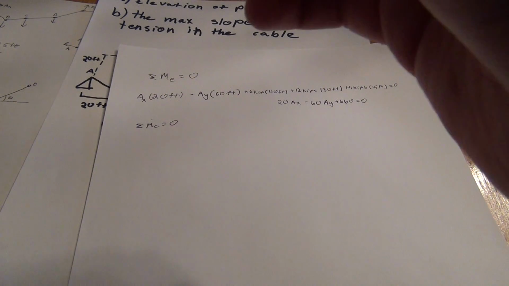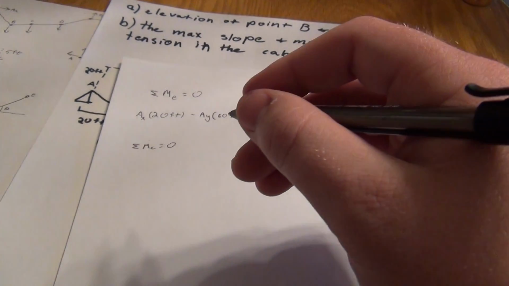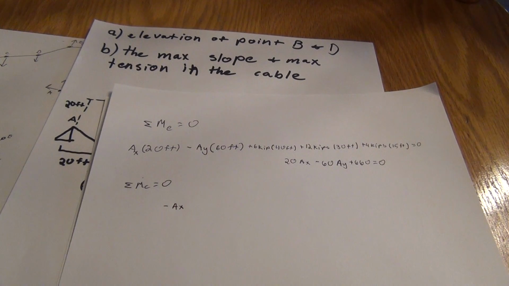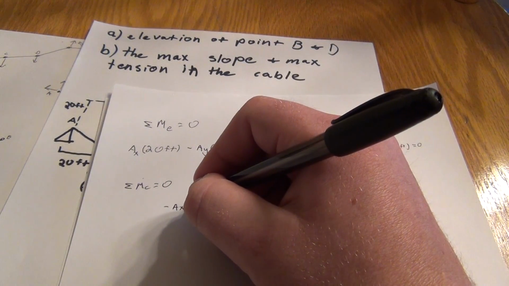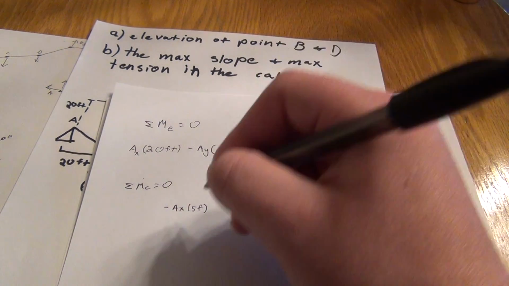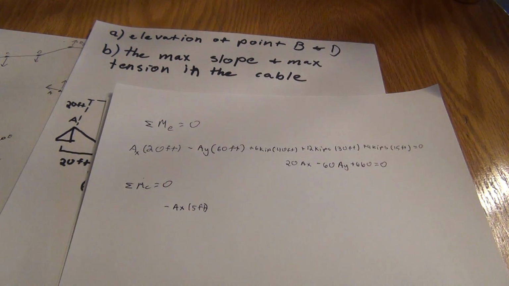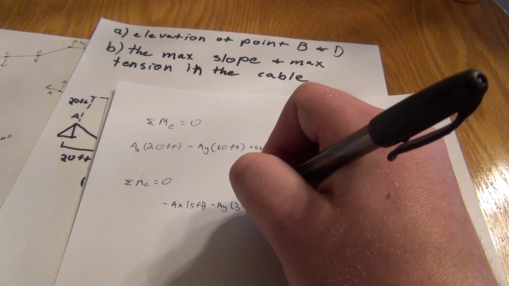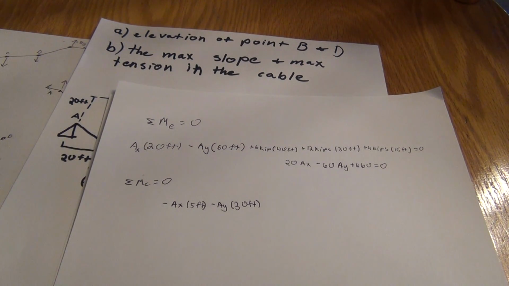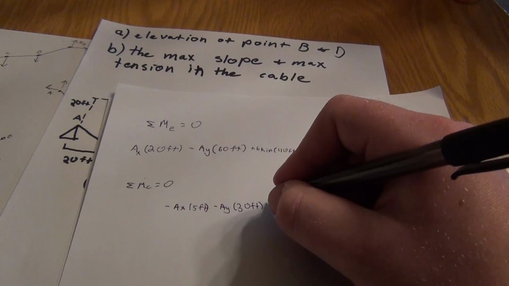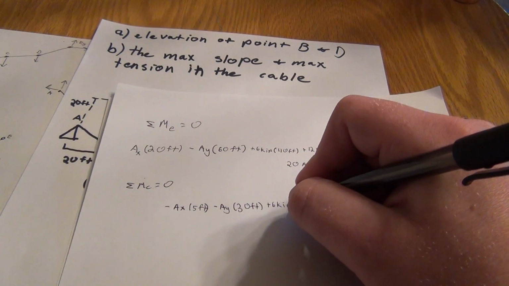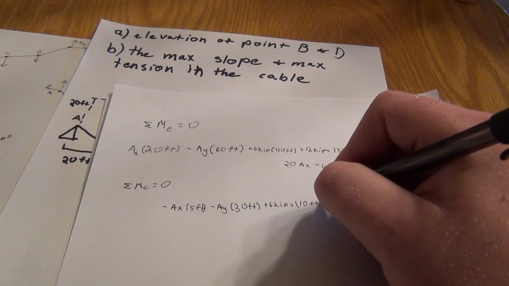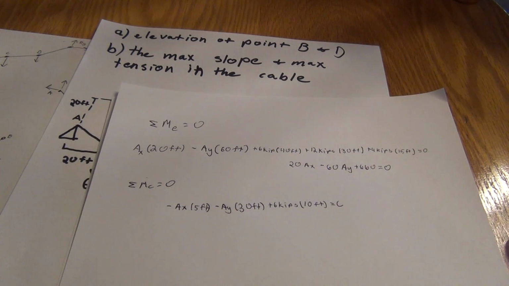So, the first component, sorry guys, is negative AX applied, again, like we showed in the free body diagram, 5 feet from C. And then AY applied 30 feet from C. And then at point B we have 6 kips applied 10 feet from C. That's equaling 0. So let's take a look at this.